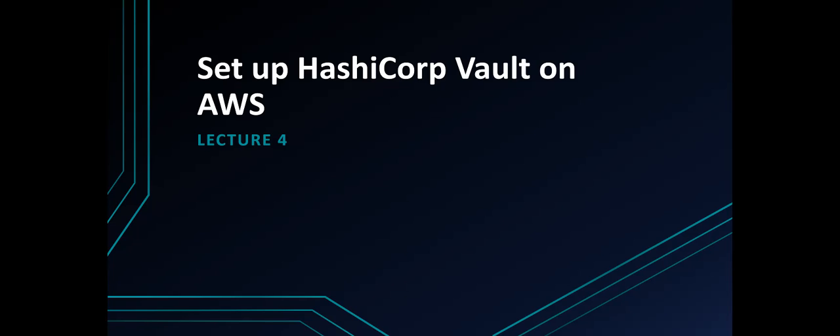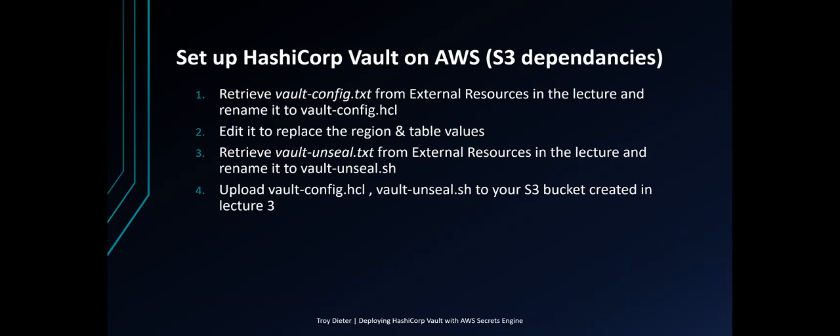Lecture 4, Setting up HashiCorp Vault on AWS. First, you'll want to retrieve the vault-config.txt from the external resources in the lecture and rename it to vault-config.hcl. HCL is a HashiCorp language used primarily for all HashiCorp products, which include both HashiCorp Vault and HashiCorp Terraform. Edit it to replace the region and table values.